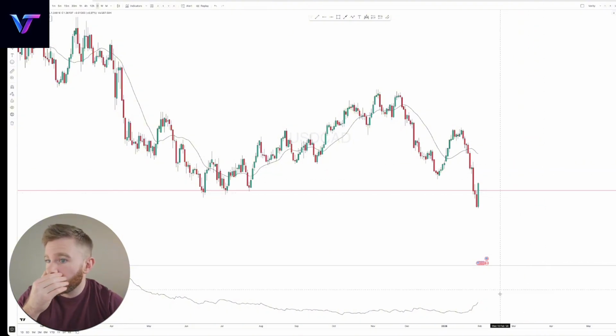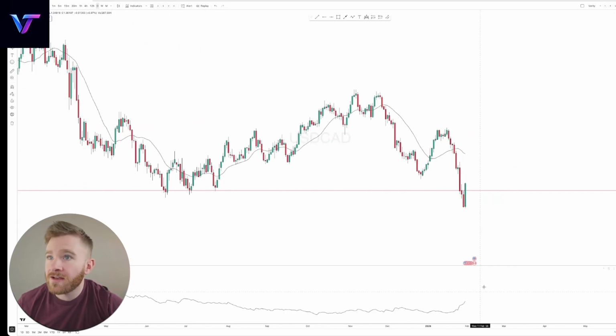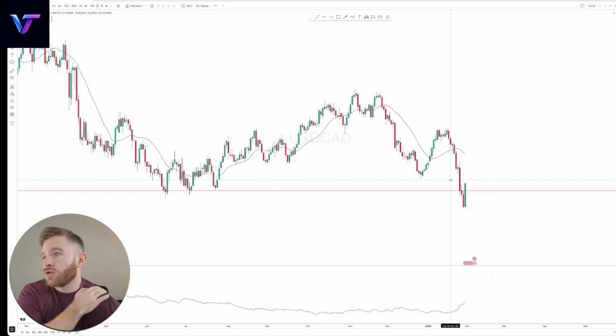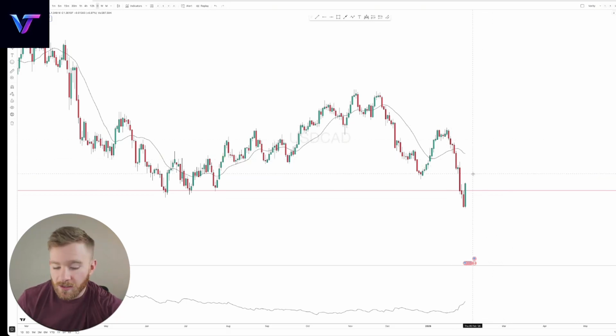So this is where the divergence between dollar and CAD comes in. As we know, looking at the baskets, the CAD is underperforming, and on the dollar we're seeing a nice reversal pattern. Therefore, when you have a trade like this, it could make a good continuation to the upside.